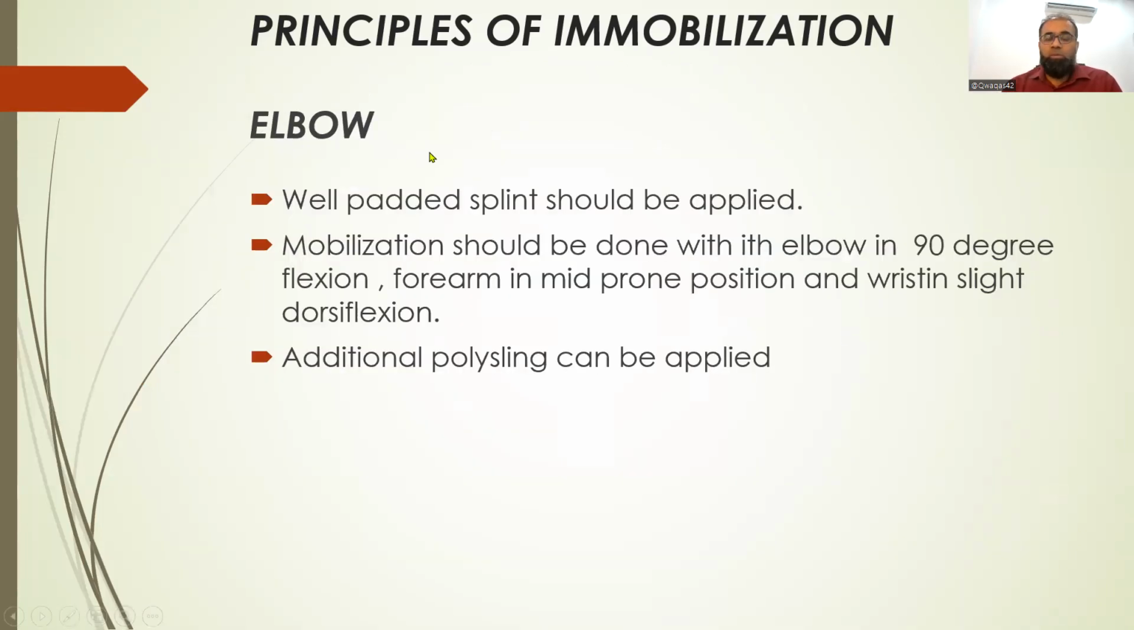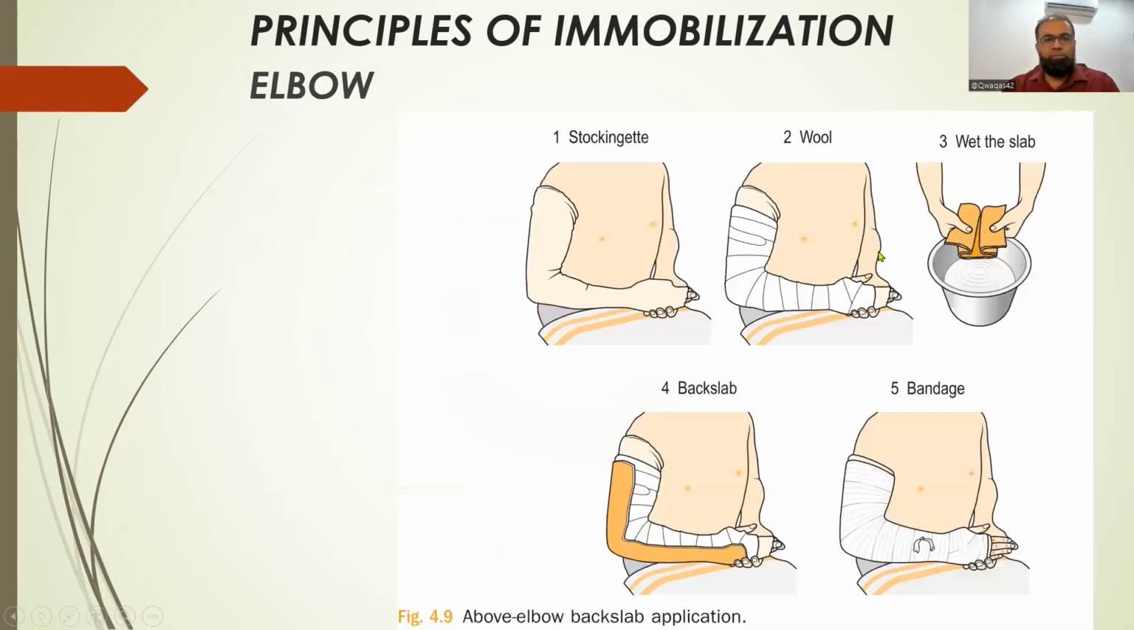In case of the elbow, so elbow should be splinted with what? With a back slab, the elbow in 90-degree flexion, and forearm in the mid-prone position, and wrist in slight dorsiflexion, like cup holding position of the hand. So you apply a back slab in case of an elbow injury or radius injury.